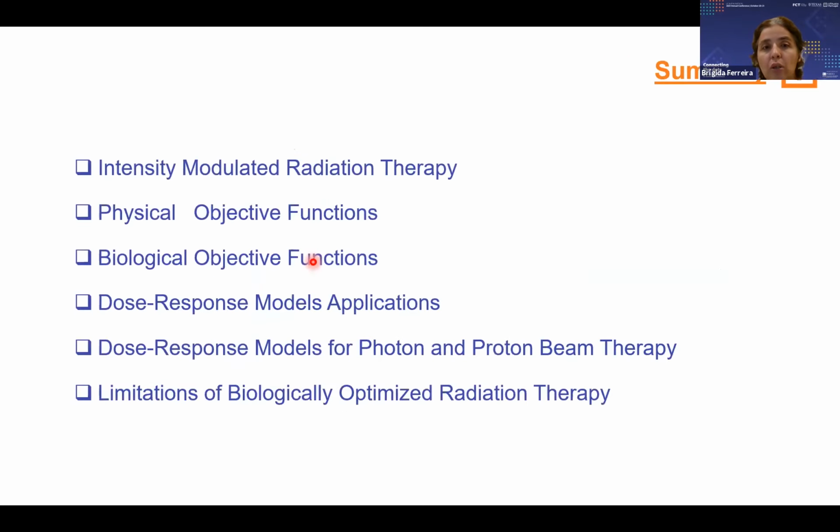Those of you that don't know what intensity modulated radiation therapy is, don't worry, because this is going to be the first thing that I'm going to explain in my presentation. Afterwards, I will give an explanation of why we need objective functions and why biological objective functions have some advantages. I will give some additional applications of dose response models, and then I will show a few dose response models for photons and proton beam therapy. And I will end my presentation with the limitations.